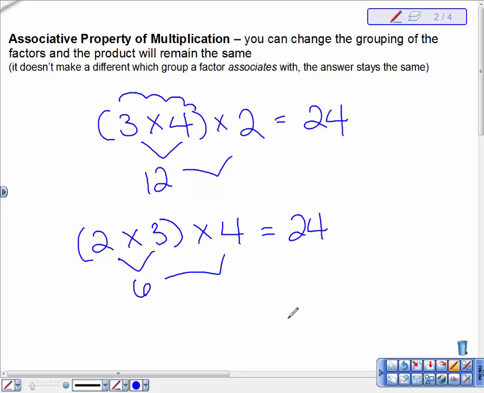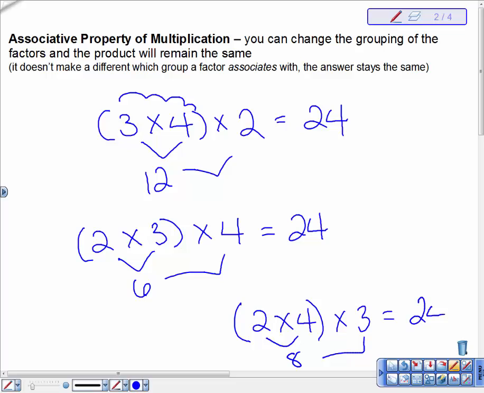I can switch them again. I can do, still using 2, 3, and 4, 2 times 4 are hanging out in a group, and 3 is out here hanging out by himself. 2 times 4 equals 8. 8 times 3 equals 24.